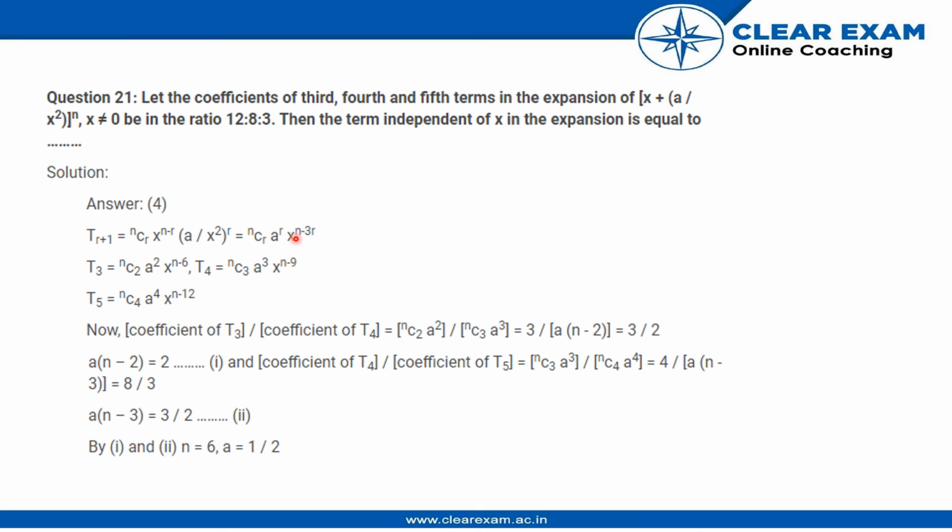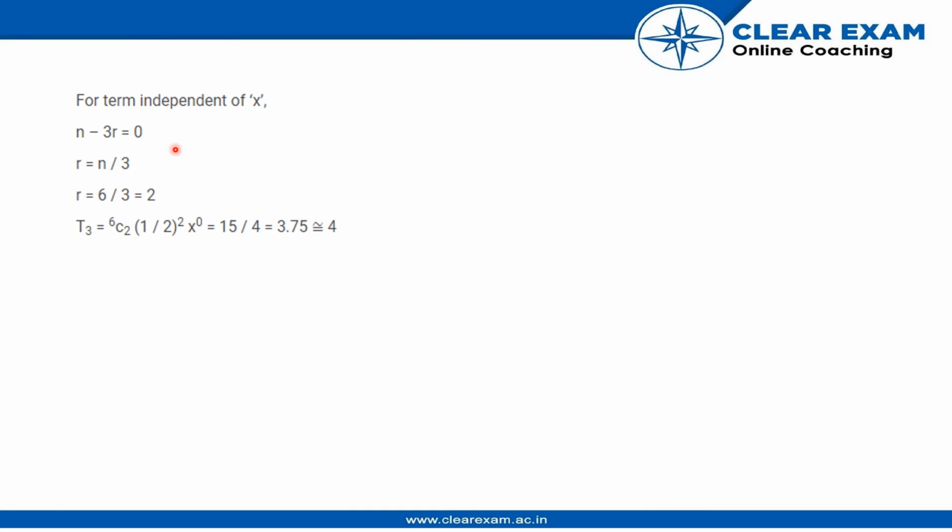Now for the (r + 1)th term to be independent of x, we need n − 3r to be equal to 0. Now n is equal to 6. So from there we get the value of r as n/3, which is 6/3, which is 2. Therefore we have the term 2 + 1, that is the third term, which is 6C2 into (1/2)² into x⁰, which is equal to 15/4, which is approximately equal to 3.75, which approximately rounds to 4.